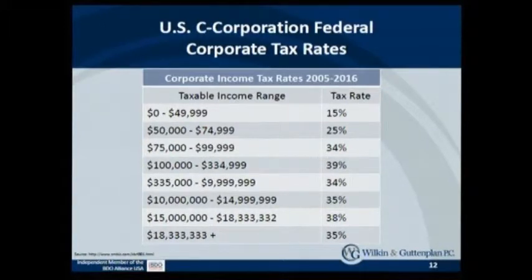34%. If you notice in the fourth line, it goes up to 39%. The reason for that 39% is that as you get to 100,000 or 300,000 in income, you lose the benefit of those lower tax rates. So when you get to 335,000, you're at a flat 34%. For simplicity's sake, 34% is going to be the corporate tax rate. And if your income is well over 15 or 18 million, you're going to be at a 35% corporate tax rate.